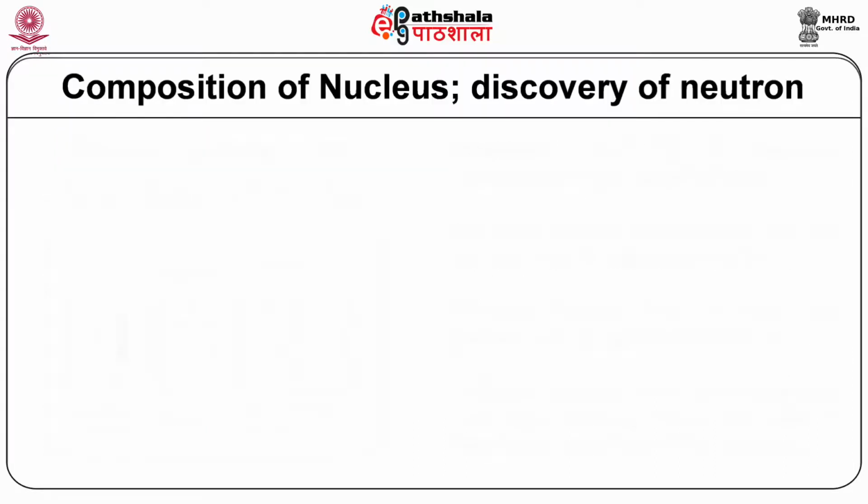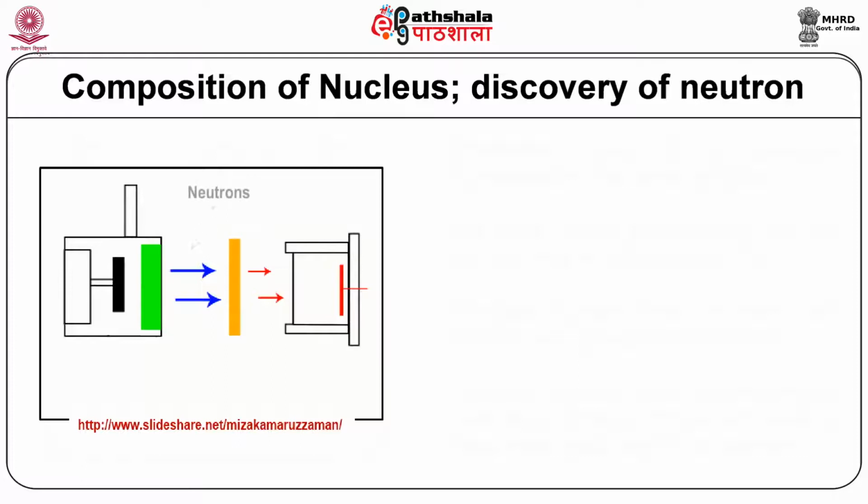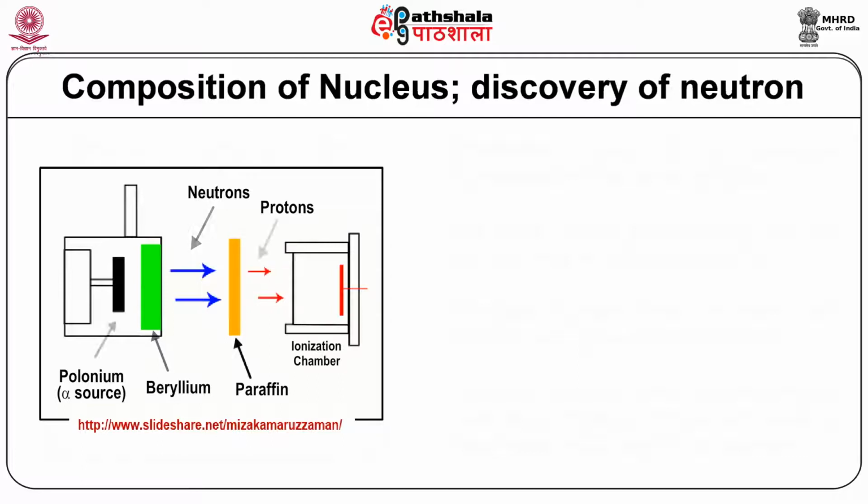Composition of nucleus, discovery of neutron. This slide is in continuation to the previous slide. In the previous slide, we saw that Joliot and Curie performed an experiment and obtained some results, and on the basis of the results they equated the invisible particle coming out of their experiment with energetic gamma rays. They considered that these gamma rays are energetic enough to emit protons, similar to what people have seen in the Compton effect.